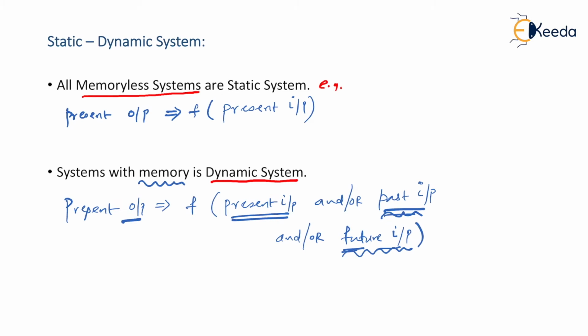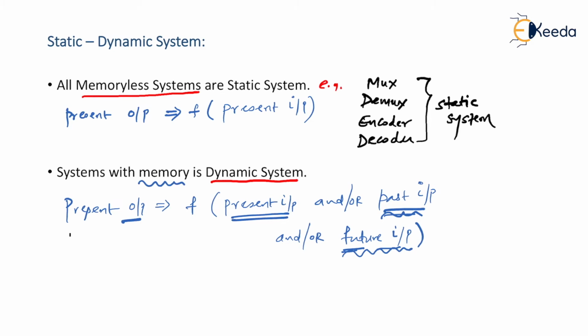As we discussed for digital circuits, we can say that multiplexers, demultiplexers, or let's say encoders, decoders, all of them are combinational logic circuits, and all of them are called static systems.